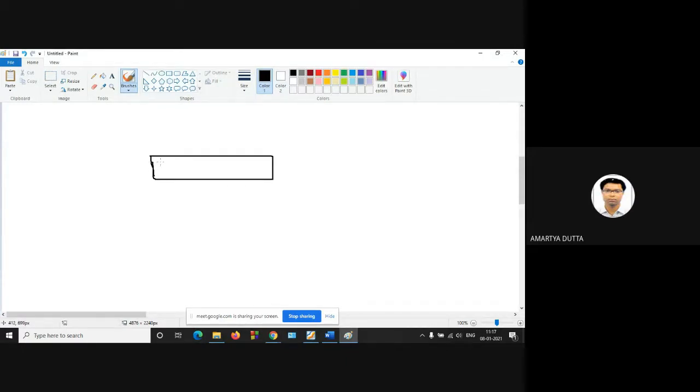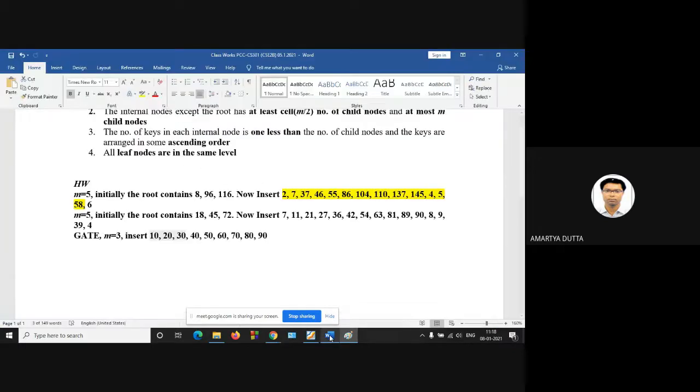So first of all, there will be total m is equal to 3. M is equal to 3 means how many keys will be there? 2 keys. This is the diagram. Okay, so 10 will be there.